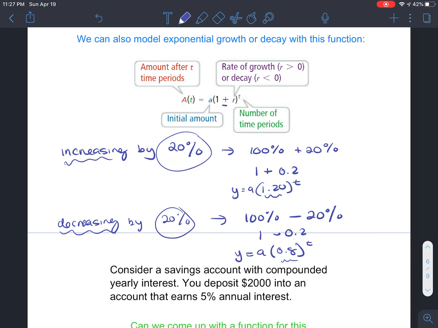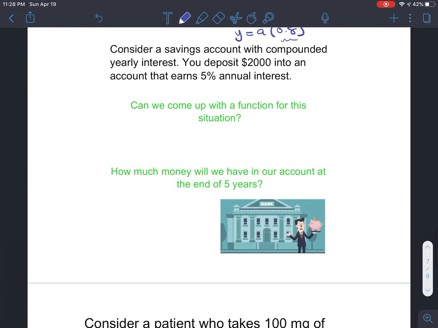Okay, so let's see how this looks with word problems. Consider a savings account with compound yearly interest. You deposit $2,000 into this account that earns 5% annual interest. Can we come up with a function for this situation? Well, yes. We have an initial amount, the amount you deposit, the amount you put into the bank. We have a percent change, a rate of change as a percent. We know that when you're increasing by percentages, you're always taking it off the other amount. So that's how we know it's an exponential function.